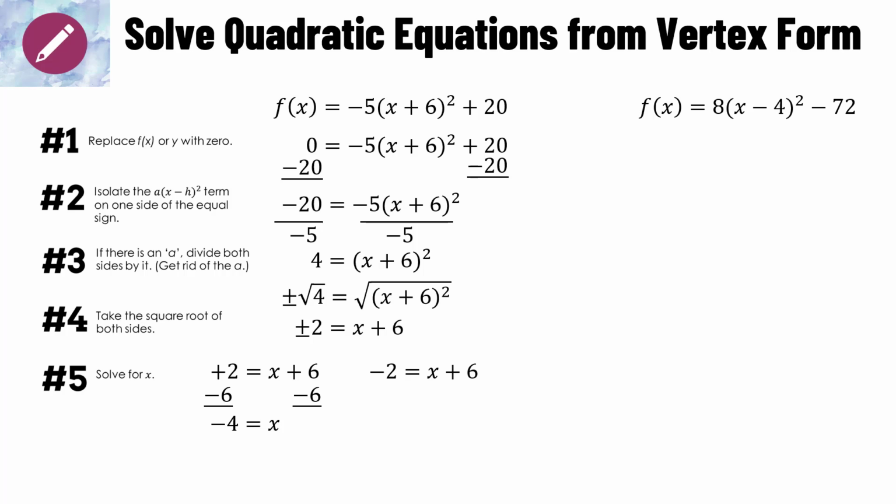Let's do the second equation. I'm going to subtract 6 from both sides. This gives us negative 8 equals x. And those are our two answers.